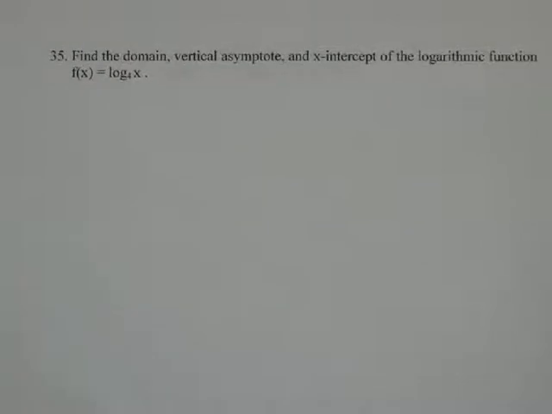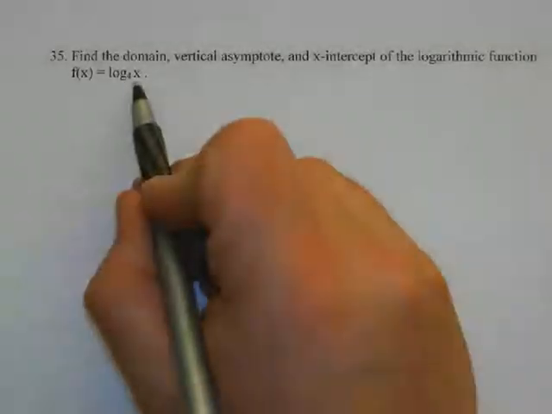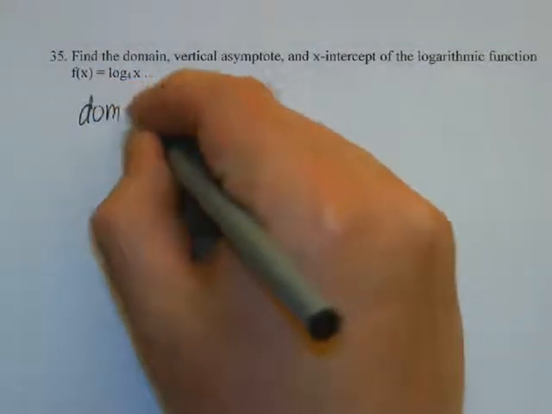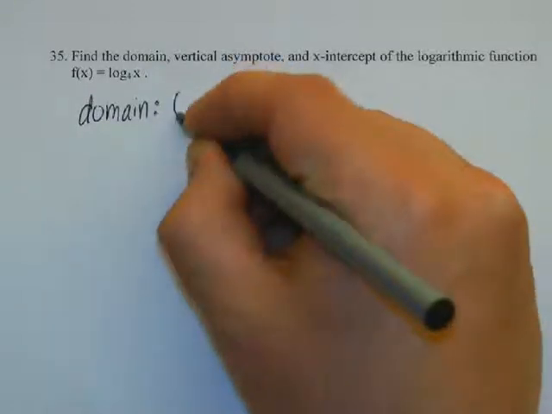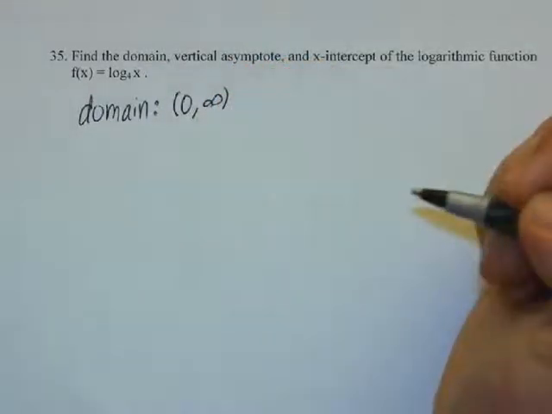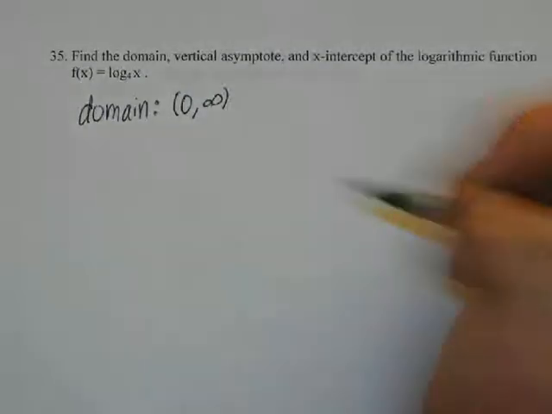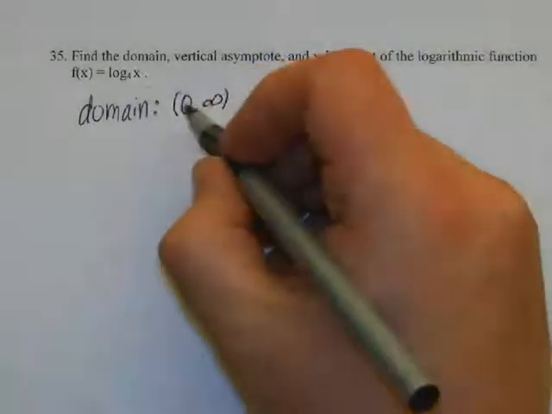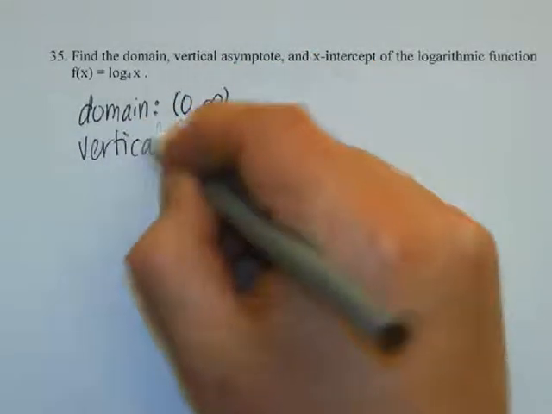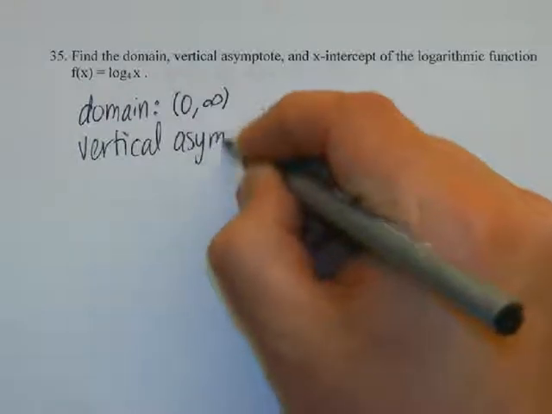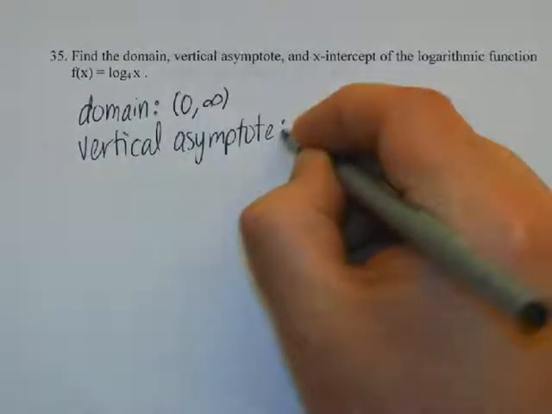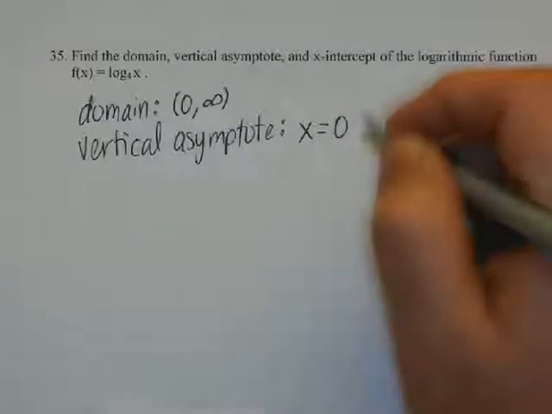Okay, so we have a log function. We want to find the domain, vertical asymptote, and x-intercept. Well, the domain for any log function are all numbers greater than 0. So the domain will be from 0 to infinity. Now, because of the properties of log, and that the domain doesn't include 0, there's a vertical asymptote at 0. And we write vertical asymptotes in the form of x equals the x-coordinate, which in this case is 0.